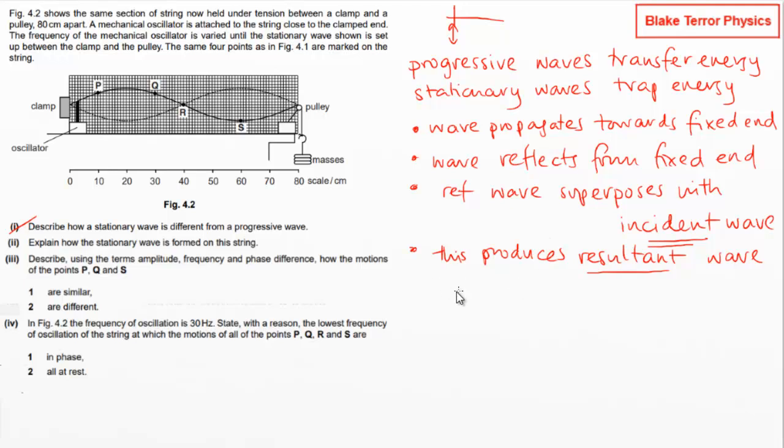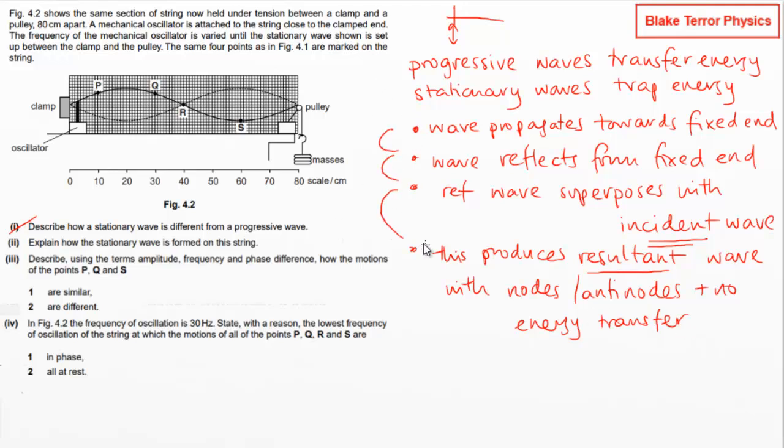And then we can say that's got nodes, antinodes, so more technical terminology, and no energy transfer. I mean, you're really covering all bases then if you're mentioning all these different things. But it's that step-by-step thing. Just think what's happening as we go through time. Wave propagates, wave reflects, wave superposes, produces resultant wave. So that's good. Describe using the terms amplitude, frequency, and phase difference how the motions.